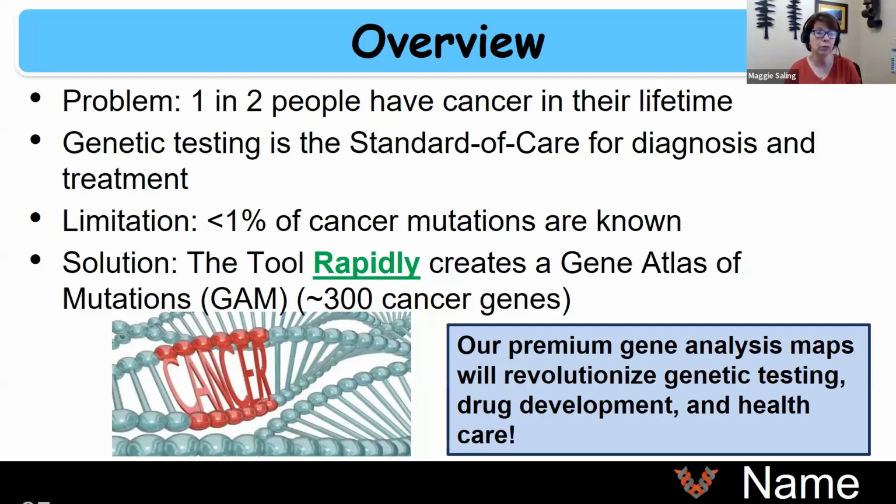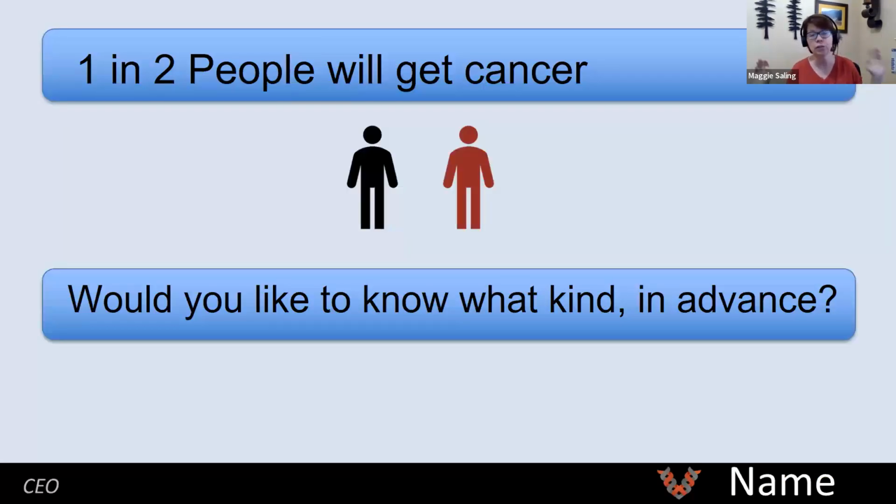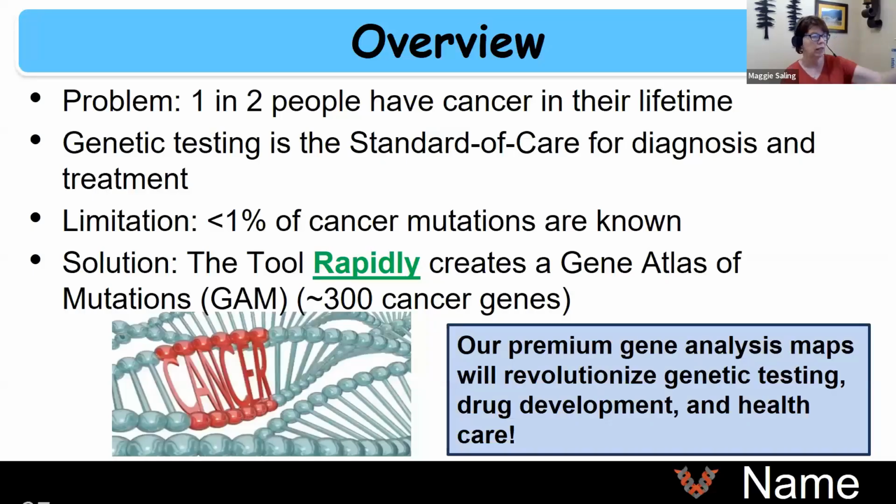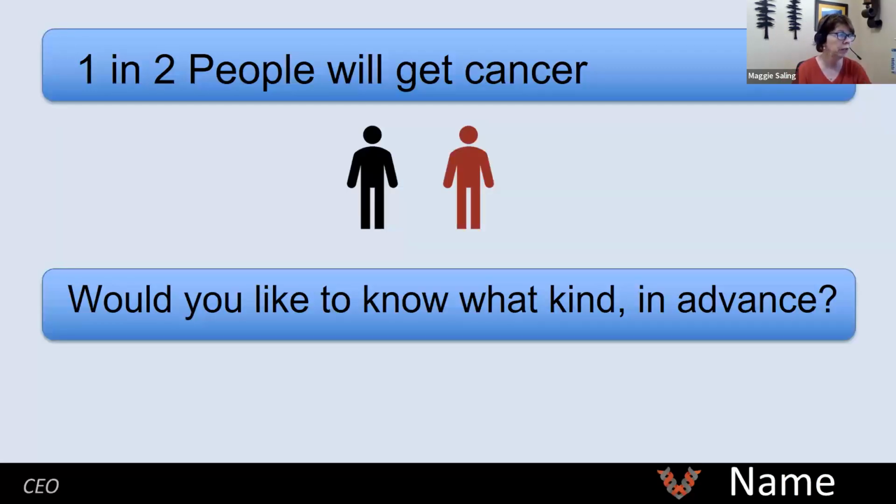So I've actually remade this slide for the problem on the next slide. And that is 1 in 2 people will get cancer. And wouldn't you like to know what kind in advance? And that is saying basically the same stuff without all the jargon as this first slide. It's much easier to understand. It could be made prettier, but it's very simple.